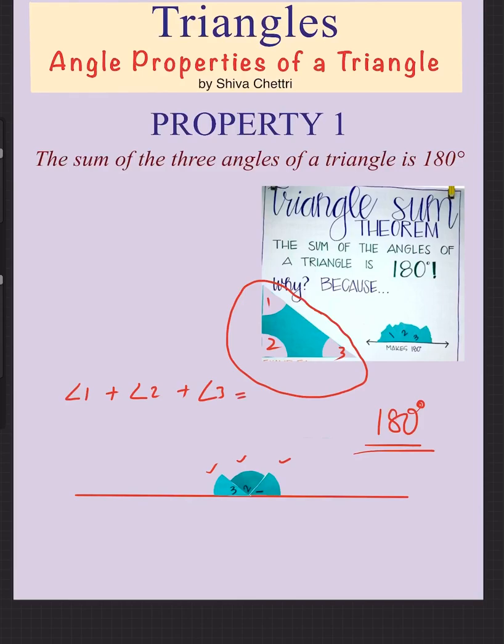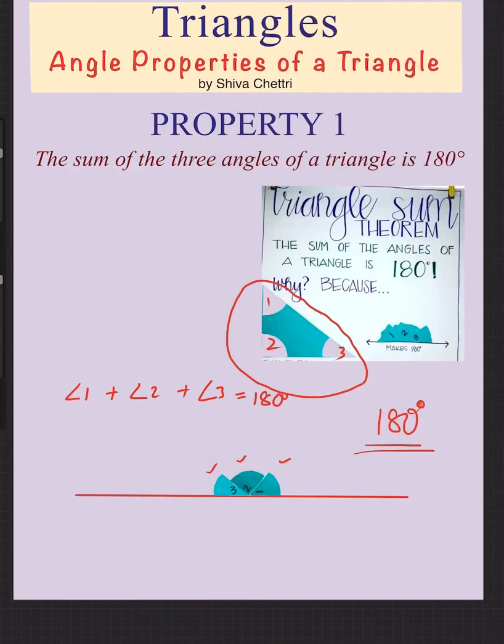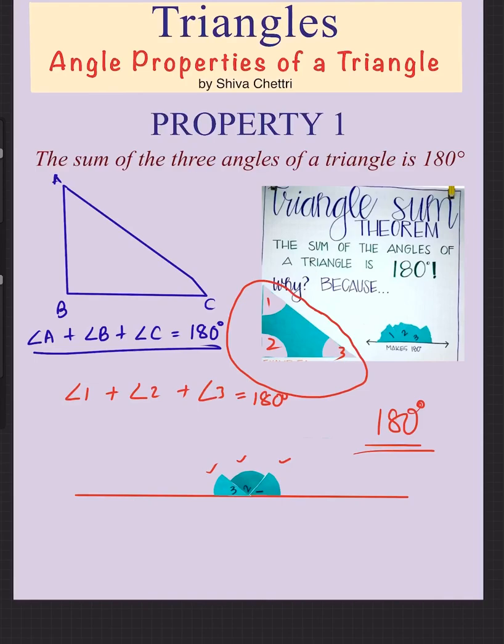So now we have seen that angle 1 plus angle 2 plus angle 3, if you add it, how much will you get? 180 degree. If you want to write it in a more descriptive way, you can do it this way. I'll use a different color pen. I have a triangle A, B, C, suppose. This angle A plus angle B plus angle C will be how much? 180 degree. So this is the thing that you need to remember.